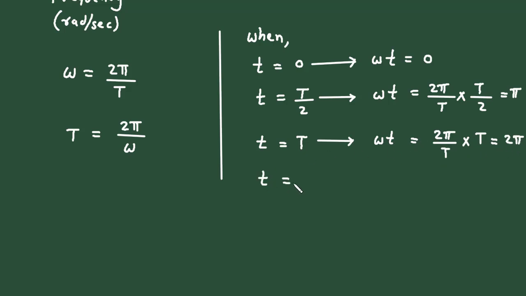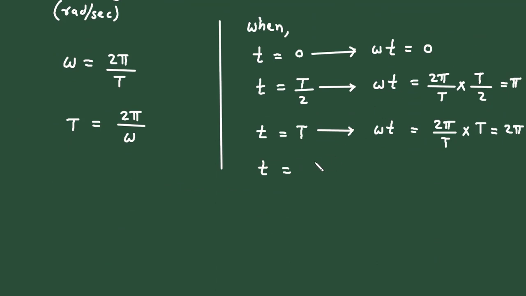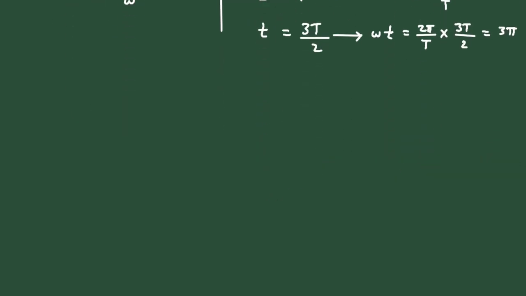Then next is t is equal to 3T by 2. This implies omega t is equal to, in place of omega again we will substitute 2 pi by T, multiplied with small t. In place of small t we will substitute 3T by 2. So this 2 and this 2 will get cancelled, this T and this T will get cancelled. So only 3 pi remains. So likewise for all the other values.